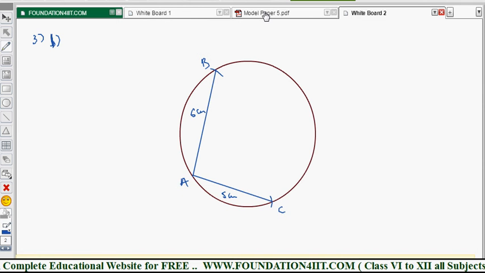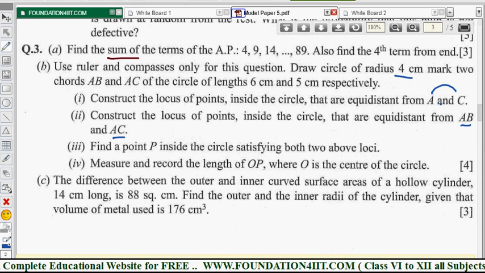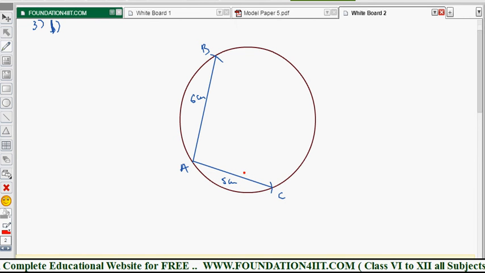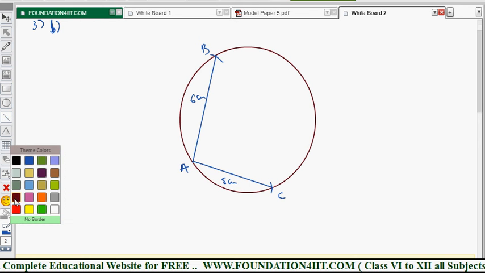Now, according to the question, equidistant from the vertices A and C, AC we should bisect. So take more than half the compass and draw the arcs. Just draw the arc and we should bisect this. So this total line segment exactly we should bisect.